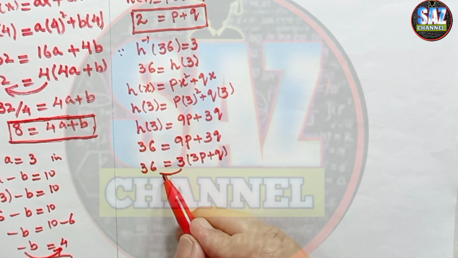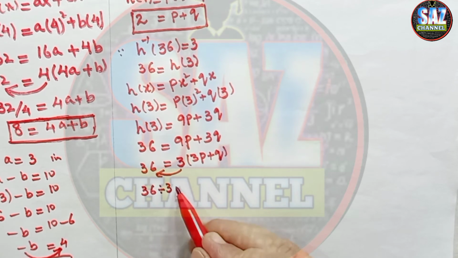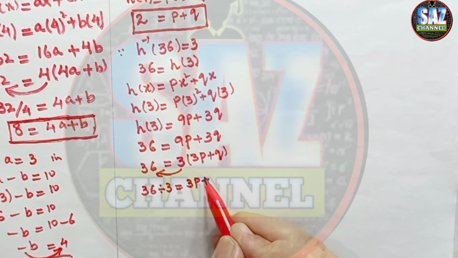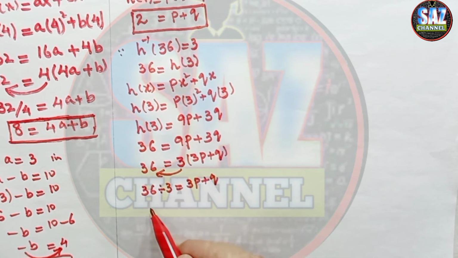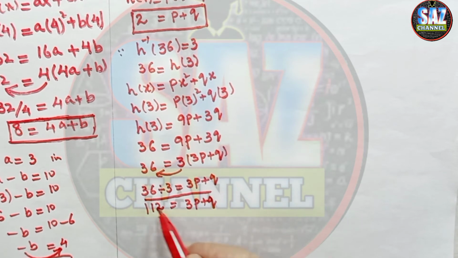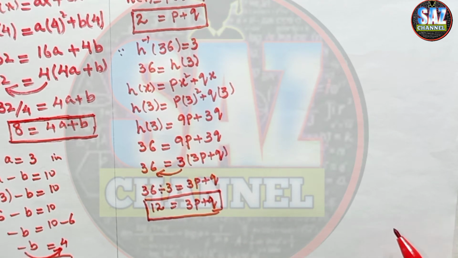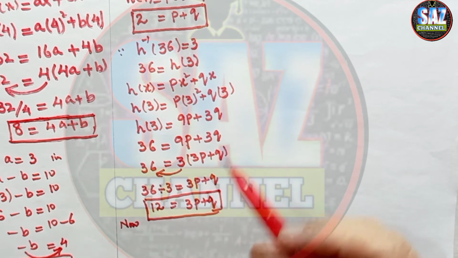Shift 3 to the other side, and it will become 36 divided by 3 equals 3p plus q, and 36 divided by 3 is 12, since 3 twelves are 36. So 12 equals 3p plus q. This is the second equation. Now I have to solve these two equations simultaneously to get the values of p and q. It's up to you which method you are going to apply, either elimination or substitution. I will prefer the elimination method.